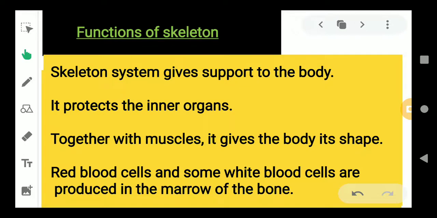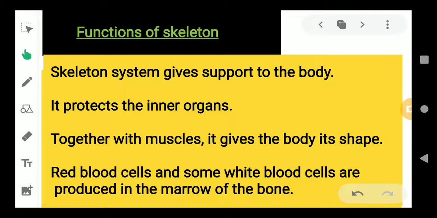Functions of the skeleton. The skeletal system gives support to the body. That is the important function of the skeleton or skeletal system. It protects the inner organs, like the heart, lungs, liver, etc. Together with muscles, it gives the body its shape. It provides shape to our body.